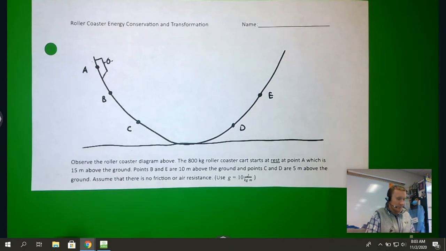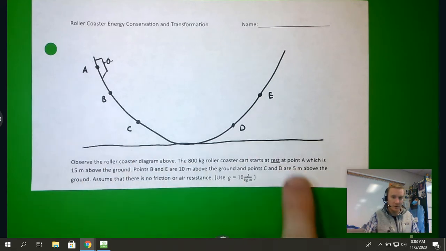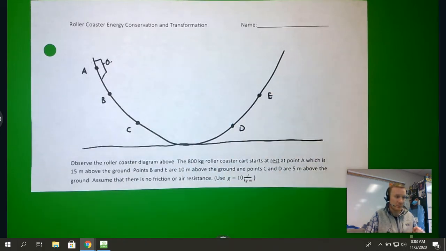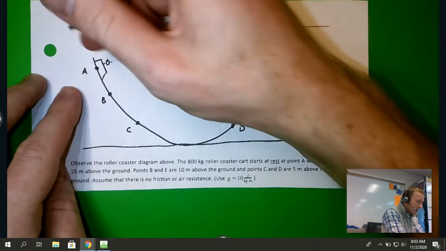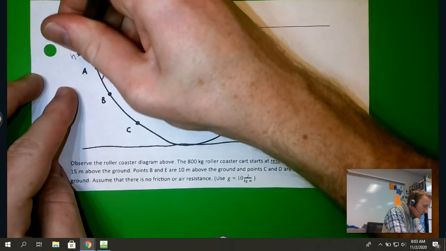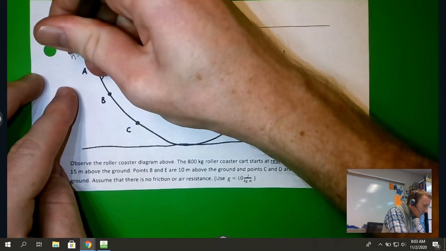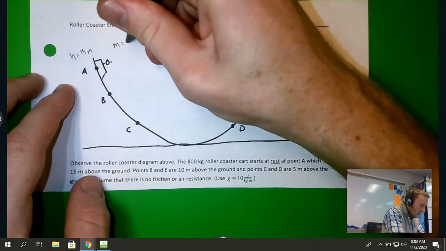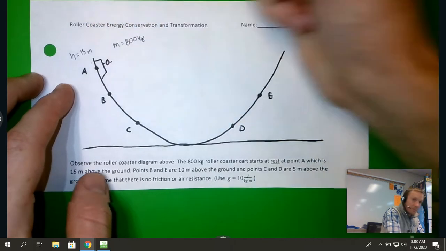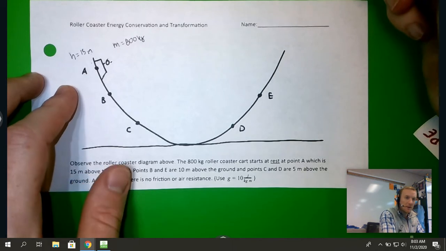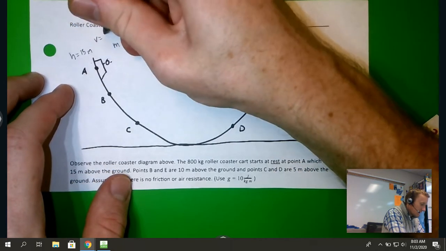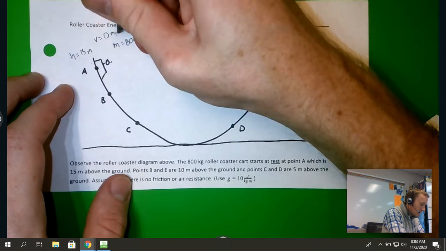Okay? So the first thing that we want to do before we look at any of the problems is take all the information it gave me and fill in everything that I know. So for example, at point A, I know that A is 15 meters above the ground. I know that the cart has a mass of 800 kilograms. And I also know that at the very top, it starts at rest. So at point A, its velocity is 0 meters per second.